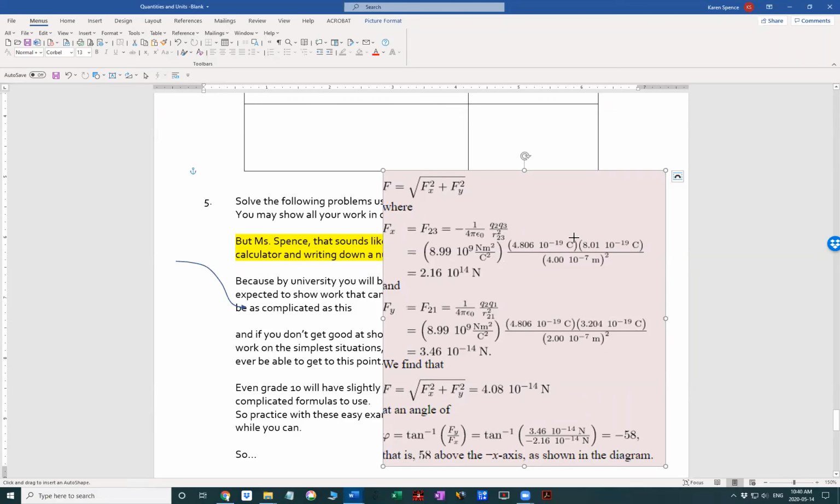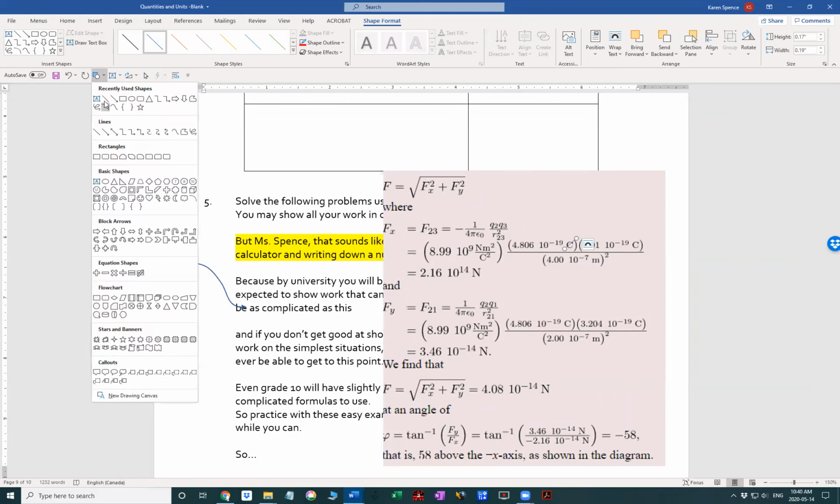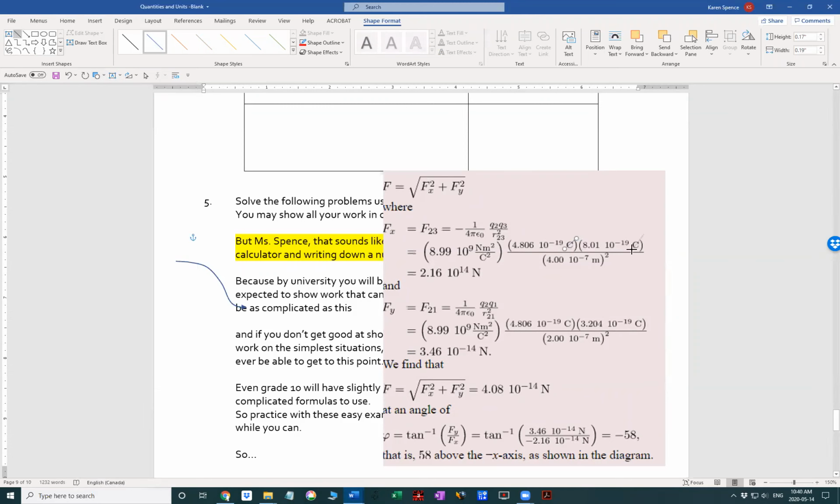So if you look here, I have coulombs, and I also have coulombs, and coulombs times coulombs is coulombs squared. Look what I have on the bottom. I have coulombs squared, so I can actually cancel that out.